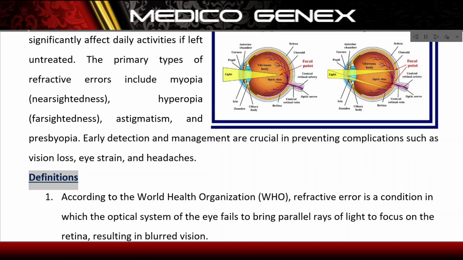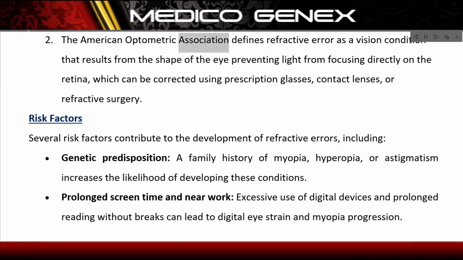Definitions. According to the World Health Organization, WHO, refractive error is a condition in which the optical system of the eye fails to bring parallel rays of light to focus on the retina, resulting in blurred vision. The American Optometric Association defines refractive error as a vision condition that results from the shape of the eye preventing light from focusing directly on the retina, which can be corrected using prescription glasses, contact lenses, or refractive surgery.